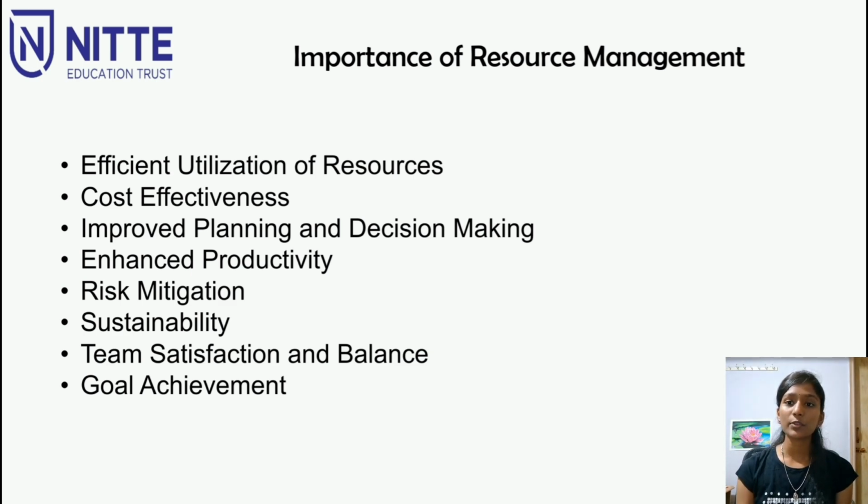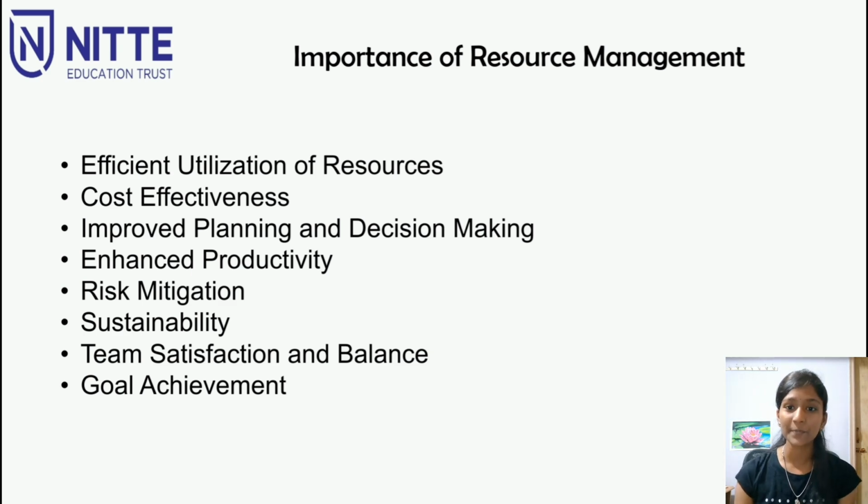Then comes the improved planning and decision making. It helps in forecasting needs, identifying shortages, and making data driven decisions to align goals and timelines. Then, enhanced productivity. When the right resources are available at right time, work progresses smoothly, leading to better performance and faster outcomes.